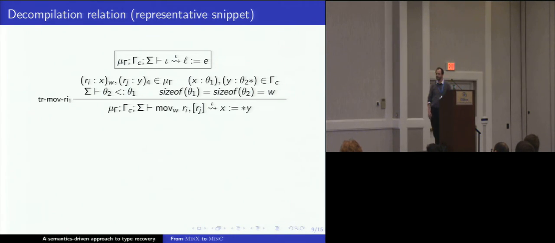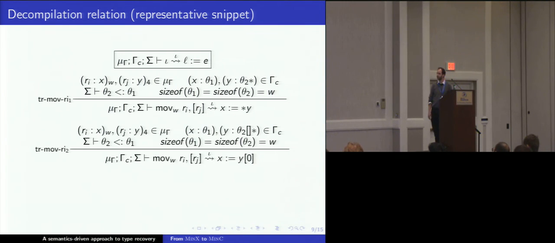I'm going to show you three different ways to decompile this instruction that are present in our relation. So it's the dereference MOV, which we had two slides ago. And in the first instance, we can see that we're decompiling this to a simple dereference. And we have said that RI is X and RJ is Y inside mu gamma. And that the types of X and Y are theta 1 and a pointer to theta 2. We then have some subtyping relation on theta 2 and theta 1. And we have to state that the sizes are the same.